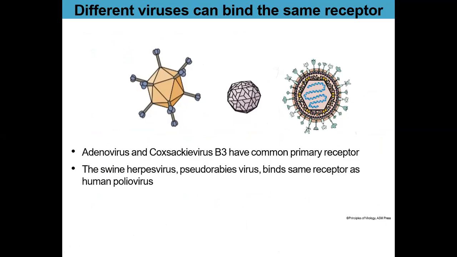Okay. So different viruses can bind the same receptors, as I told you here. Adenoviruses and Coxsackie virus have a common primary receptor, and the swine herpes virus and pseudorabies virus bind the same receptor as the human polio virus receptor, known as PVR.